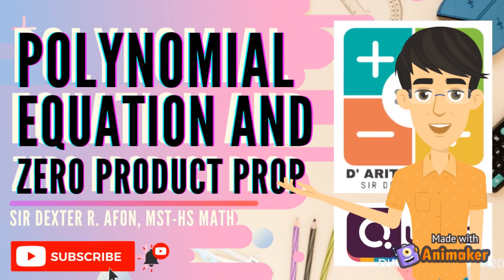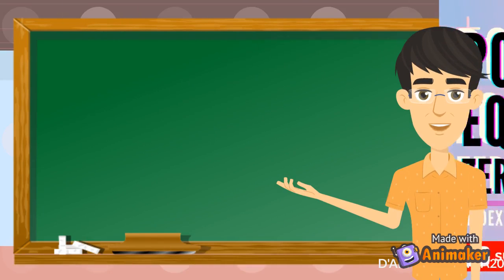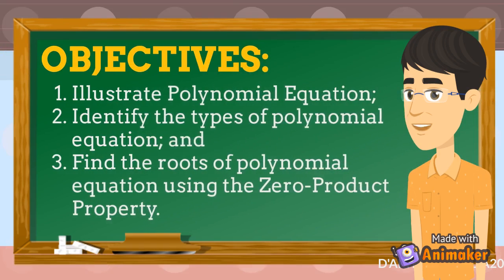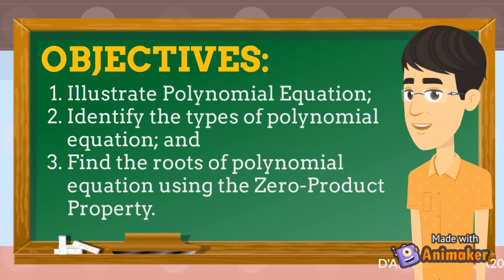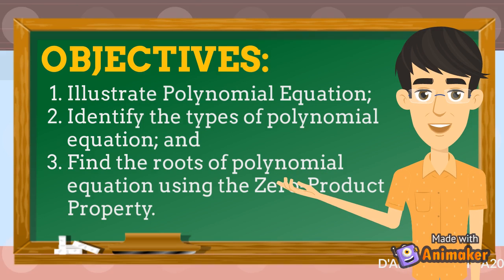For today's video, we are going to talk about the concept of polynomial equation and the zero product property. But before that, let us be guided of our objectives for today. The following are the things that we need to achieve at the end of this video tutorial. First, illustrate polynomial equation. Second, identify the types of polynomial equation. And lastly, find the roots of polynomial equation using zero product property.